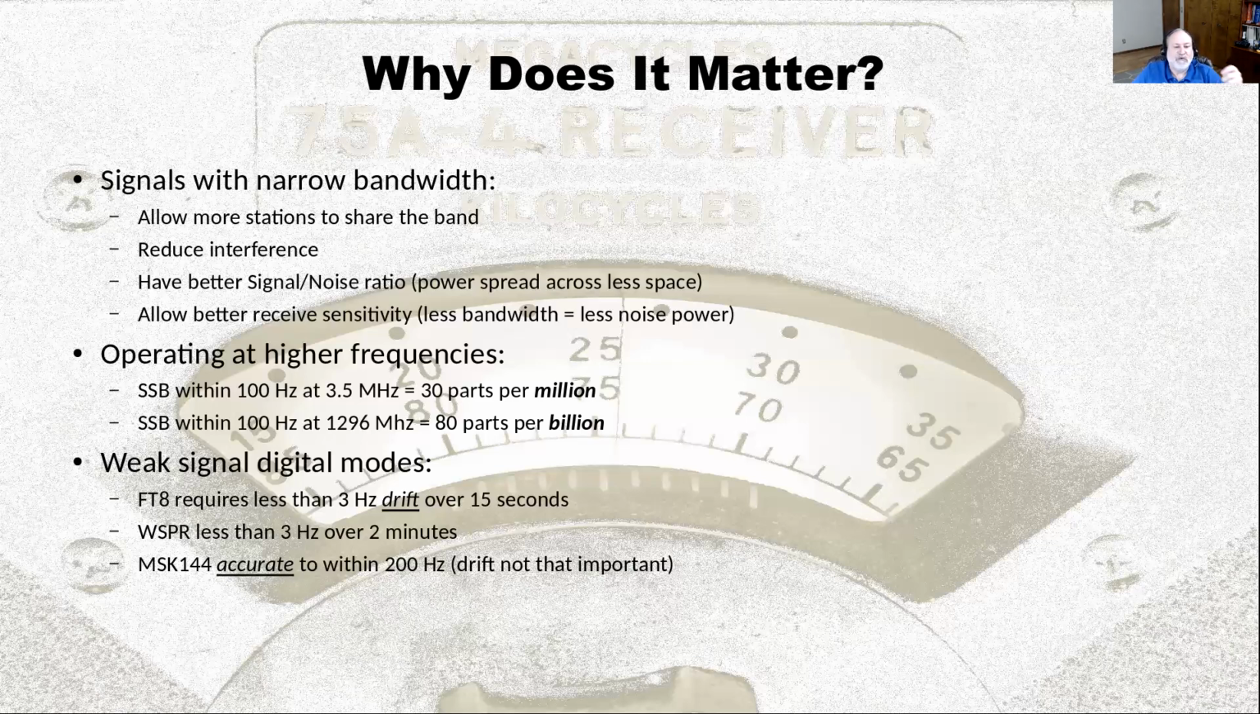The MSK144 mode that's used for meteor scatter at VHF doesn't care much about drift because its transmissions are very, very short, but it does care about accuracy. The receiver and the transmitter need to be within about 200 hertz of each other to get decodes. So there's a case where accuracy is important rather than drift.